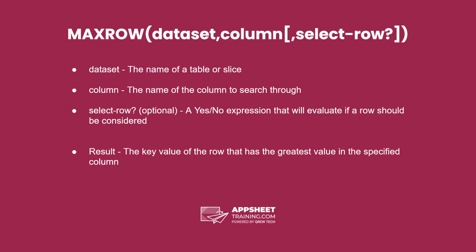Finally, we have an optional parameter. This parameter isn't required, but if you include it, you can choose to include an expression that will evaluate if a row should be considered or not. The result is the key value of the row that has the greatest value in the specified column.